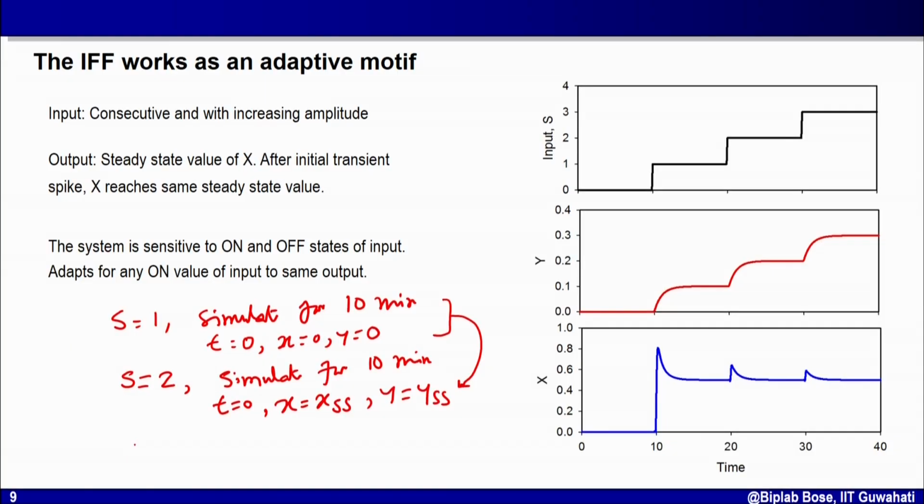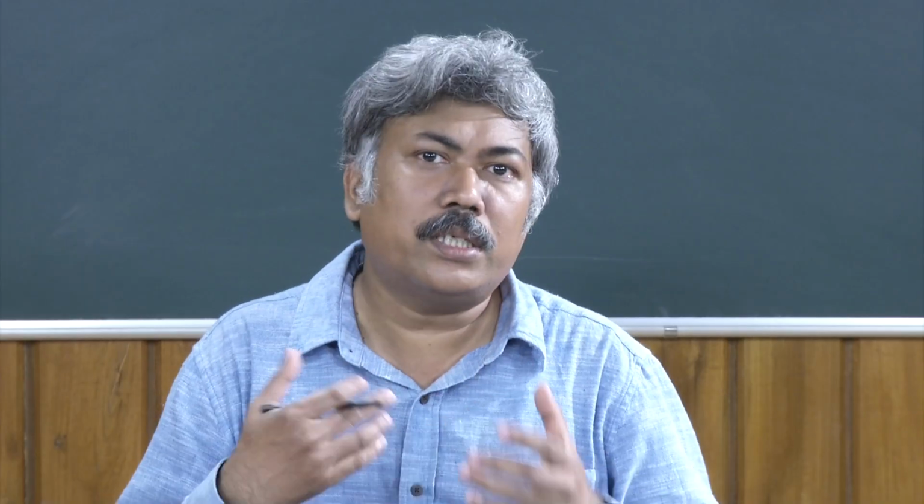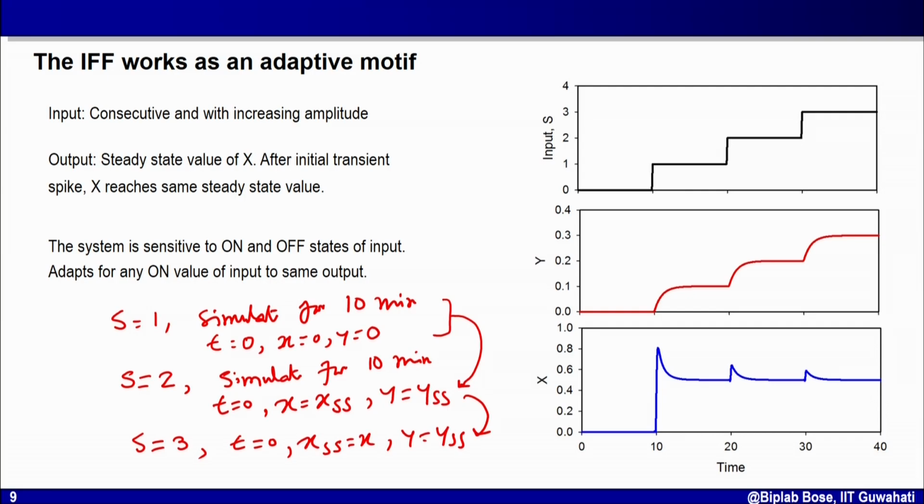Then what I do? Again I do a simulation with s equal to 3 and simulate it for 10-15 minutes, but here at t equal to 0 the initial condition, x is equal to x ss, the steady state value of x that I got from the previous simulation. So that's how I keep on simulating, so that I can show you the effect of how, if I switch signal s from 0 to 1, then 2, then 3, the steady state behavior of x or the output will change. So I have coupled all these three data sets together to create one single graph here.